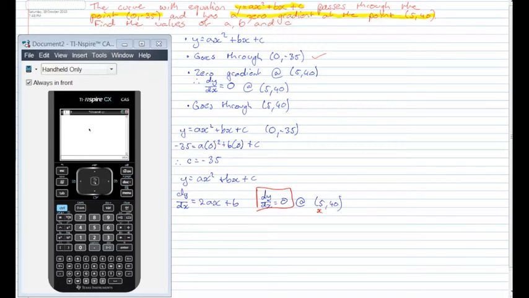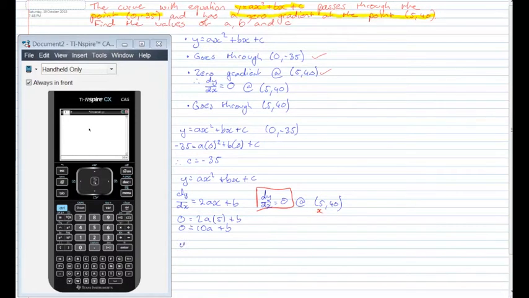I know my x value is 5, and I know my dy/dx is equal to 0. So I can substitute dy/dx equals 0 and x equals 5 to come up with the first equation. So you get 0 equals 2 times a times 5 plus b. Simplify, and you get 0 equals 10a plus b. Now I've used the information 0 gradient at (5, 40). So I can also use the information that it goes through (5, 40) up here.